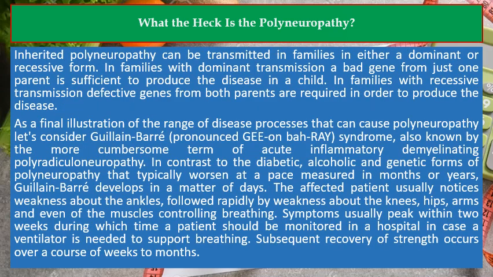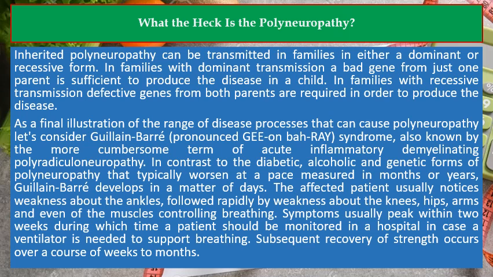Inherited polyneuropathy can be transmitted in families in either a dominant or recessive form. In families with dominant transmission, a bad gene from just one parent is sufficient to produce the disease in a child. In families with recessive transmission, defective genes from both parents are required in order to produce the disease.